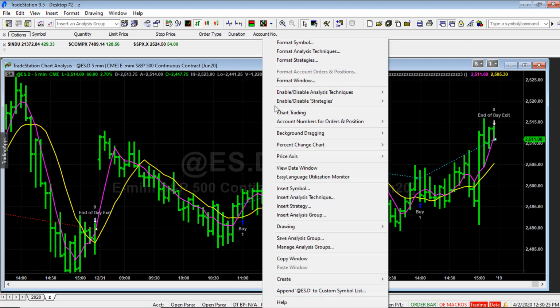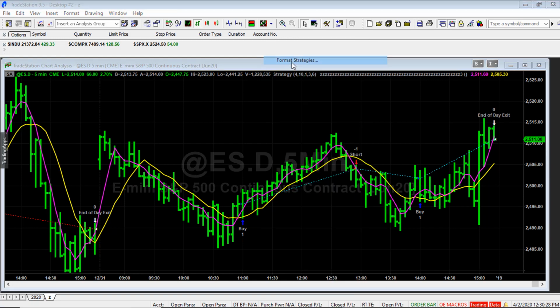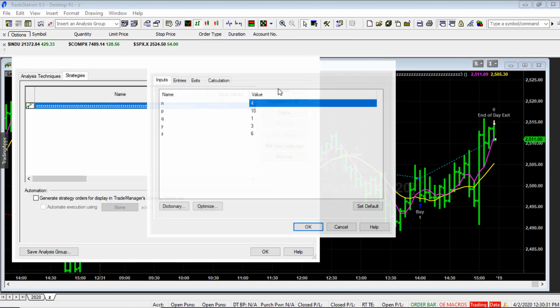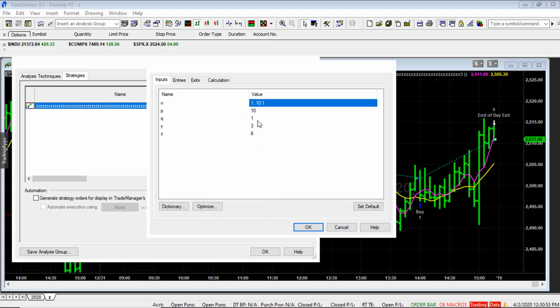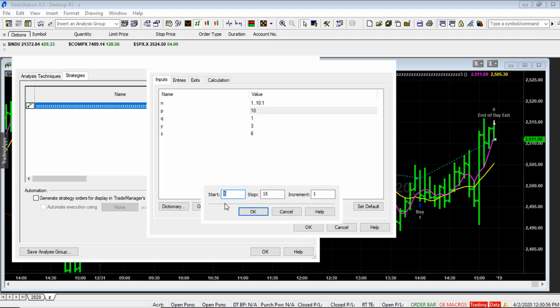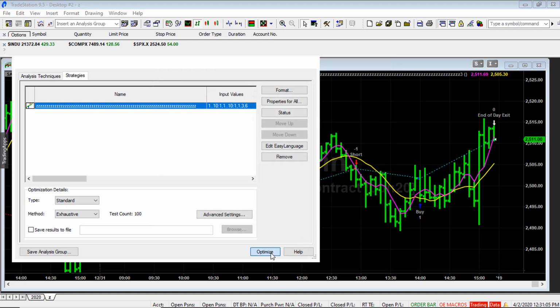All right, so the system's in there. We right click and we hit Format Strategies. These are the two numbers we're going to be optimizing, two letters rather, N and P. And remember, these are the number of closes in each of the ranges. So we're going to go from 1 to 10 in both of them. That'll give us a total of 100 tests. Hit OK, OK again, and optimize.